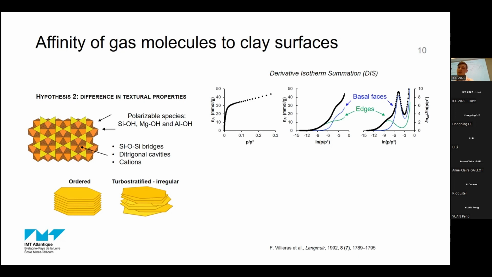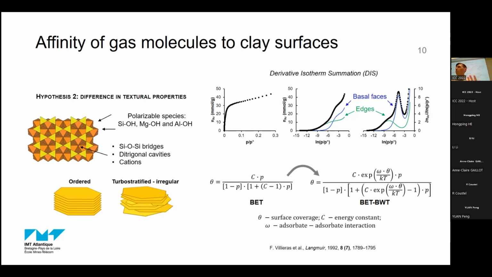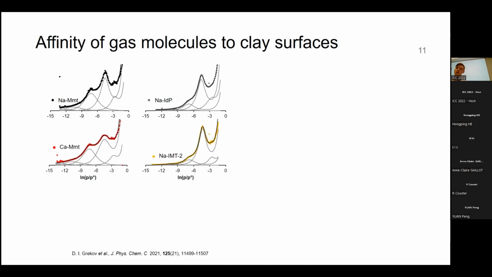Yeah, so we can see peaks. And actually, because the edges have higher adsorption energy, they usually adsorb first molecules, and then the adsorption takes place on the basal planes. So with this technique, we can differentiate edges and basal planes. And if we model this isotherm with well-known theoretical equations like BET or its modifications, we can perfectly fit the profile. And what is important, we get access to the contribution of each surface domain to the total surface area of the clays. So here is our result.